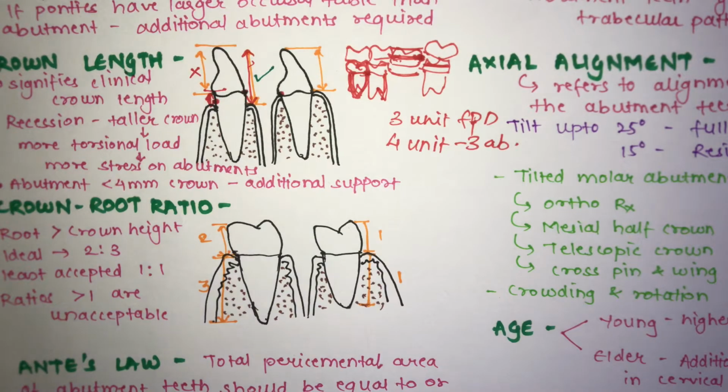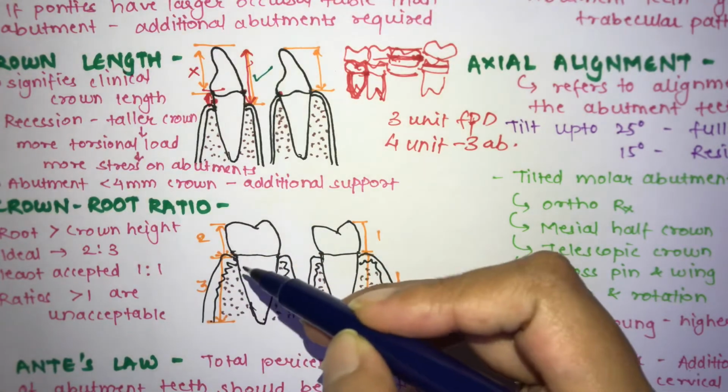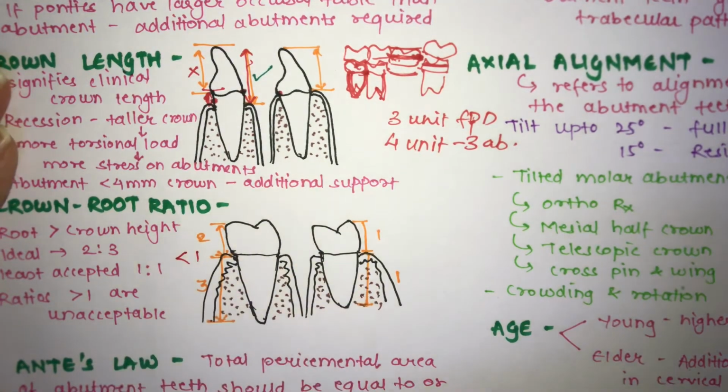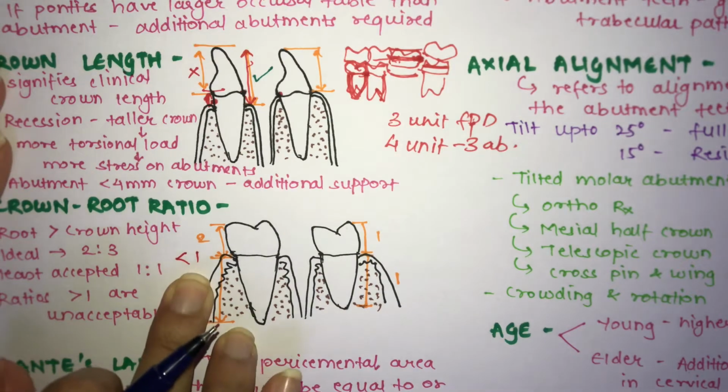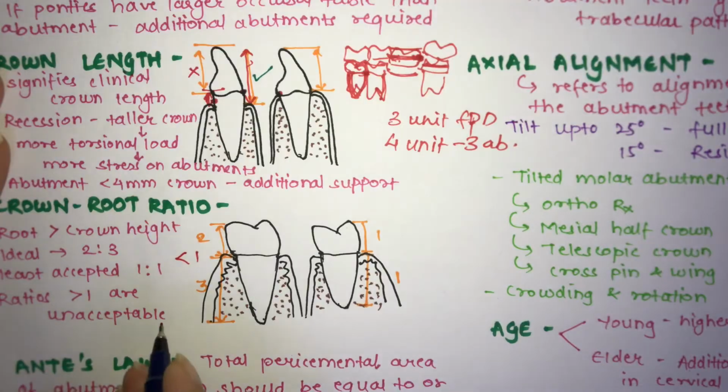So the crown root ratio is nothing but a ratio between the length of your crown and the length of the root, and it should always be less than 1. So if this crown root ratio is more than 1, it is unacceptable.